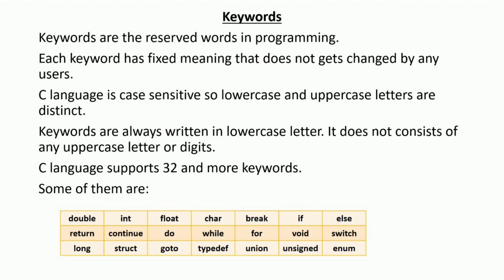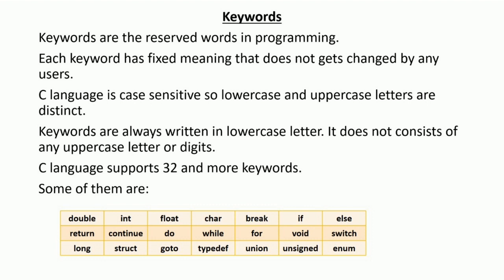C language is case sensitive, so lowercase and uppercase letters are distinct. Keywords are always written in lowercase letters. They do not consist of any uppercase letters or digits. As we have seen in the rules for declaring a variable, you can see that a character with uppercase C is a variable, whereas a character with lowercase c is a keyword. So you cannot declare a variable name as lowercase c. Keywords do not contain any uppercase letters or digits. C language supports 32 plus keywords. Some of them are shown on your screen.